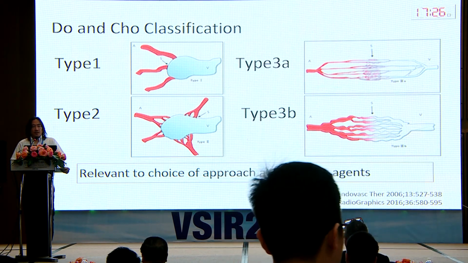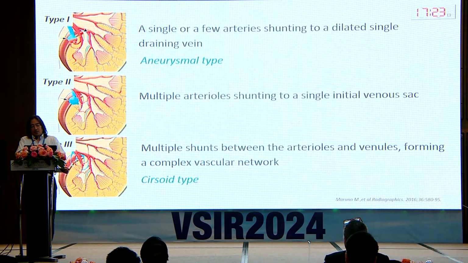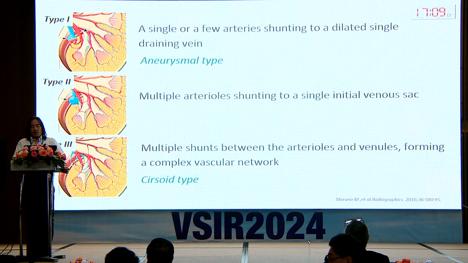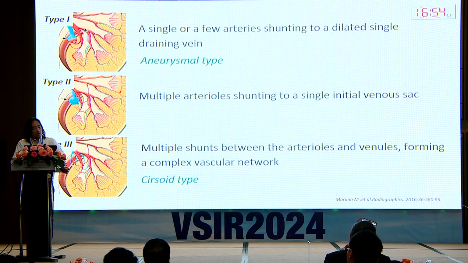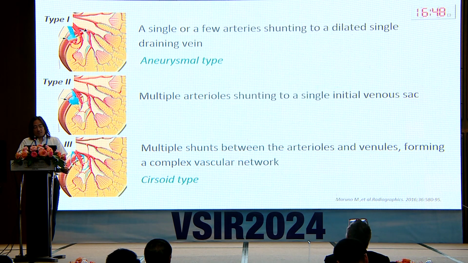And based on these findings, recently renal AVM is also classified into three types. First one is type 1, a single or few arteries shunting to a dilated single drainage vein. It corresponds to the classical aneurysmal type. And in type 3, there are multiple shunts between the arterioles and the venules, forming a complex vascular network. Type 3 corresponds to the classical cirsoid type. And type 2 is a new classification, multiple arterioles shunting to a single initial venous sac.